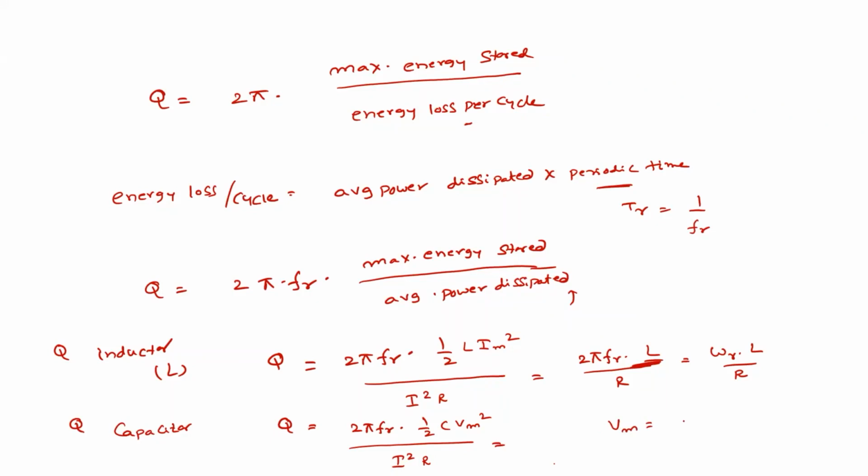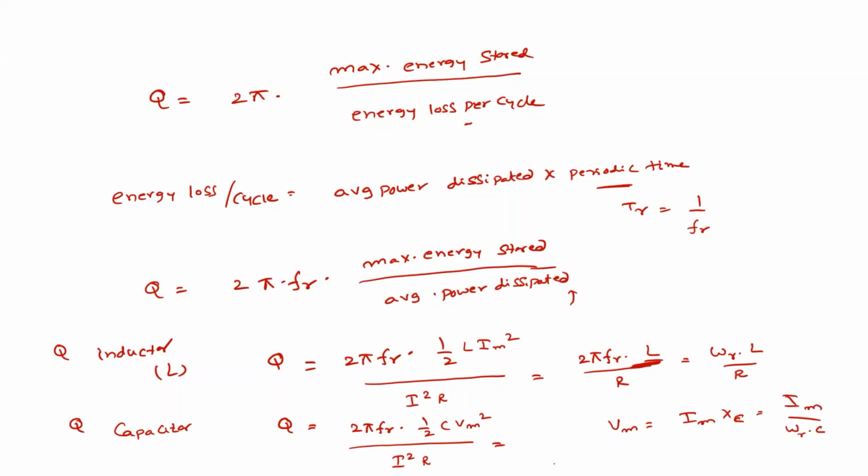What is Vm? Im into Xc. Is it correct? Agree? So what is Xc? 1 by omega C. So that is Im by omega_r into C. Agree? Why are we not considering the minus value? Because the Q is always positive only.